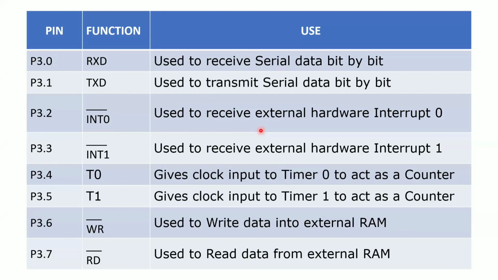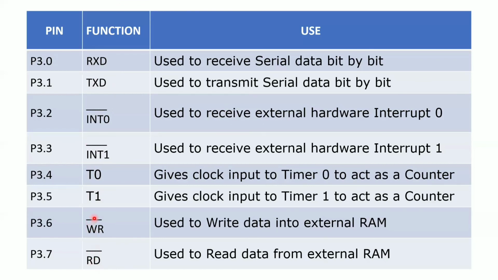And the alternate functions of port 3, we have just now seen, because port 3 has 8 pins. These 8 pins are divided into 4 categories: serial port, interrupts, timers, and control signals. These 2 pins are used for TXD and RxD for the serial port to send information bit by bit, and these 2 are your external interrupts, INT0 and INT1. These 2 are timer inputs, where we can give input to timer 0 and timer 1.